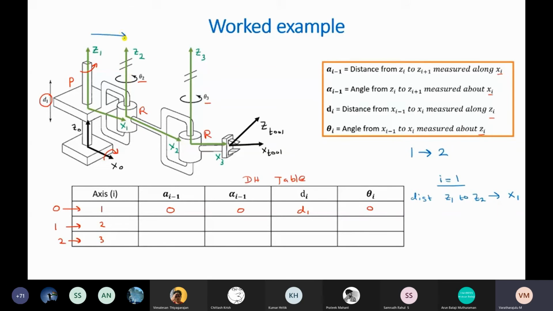So we can imagine a parameter, or the length of the link, to be L1, and that would be your a_{i-1}. Then the angle between Z1 and Z2 about x1. So this is the angle Z1 must rotate to match up to Z2 if rotated about x1's axis. As both Z1 and Z2 are parallel and pointing in the same direction, this angle is 0.